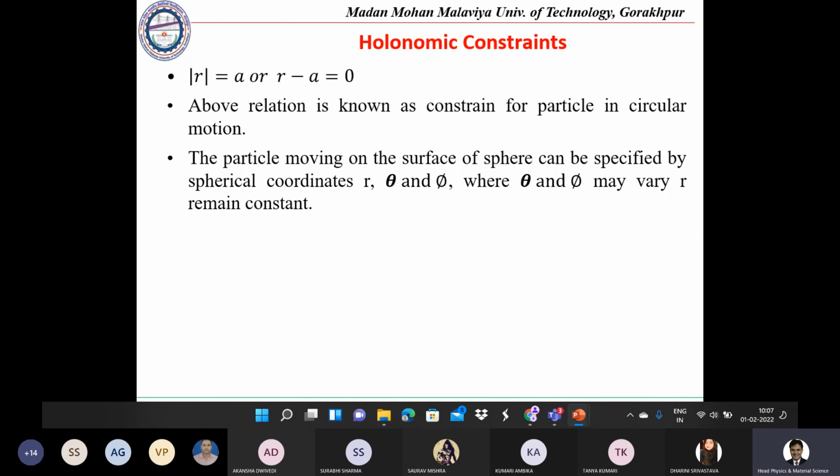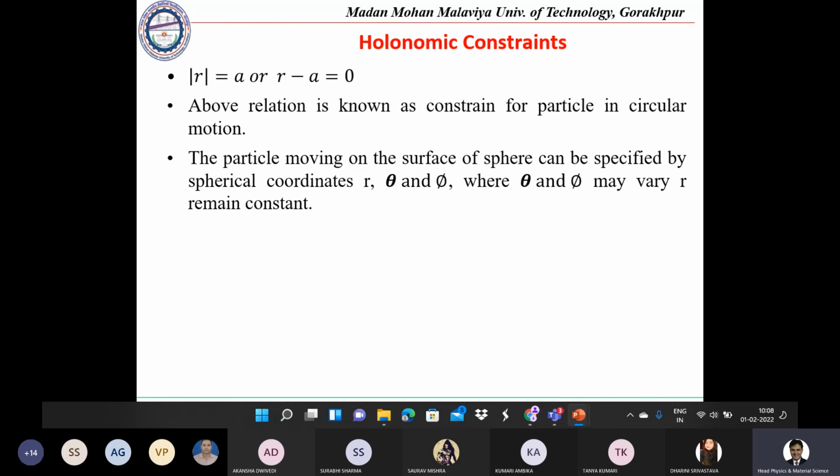The particle moving on the surface of a sphere can be specified by the spherical coordinates. कौन-कौन से होंगे? R होगा, theta होगा और phi होगा. Where theta and phi may vary, R remains constant at all the time. Why? Because even if we are specifying a particular sphere and talking about the surface of a sphere, then the existence of the surface of a sphere will be only if a particular r will be there that is creating the surface of that sphere. Without that, it is not possible to have the shape of that sphere.